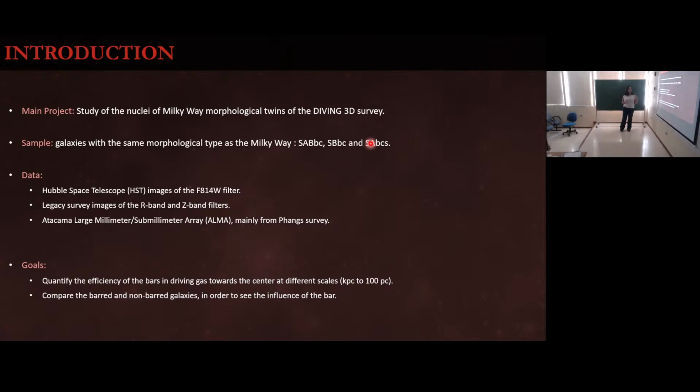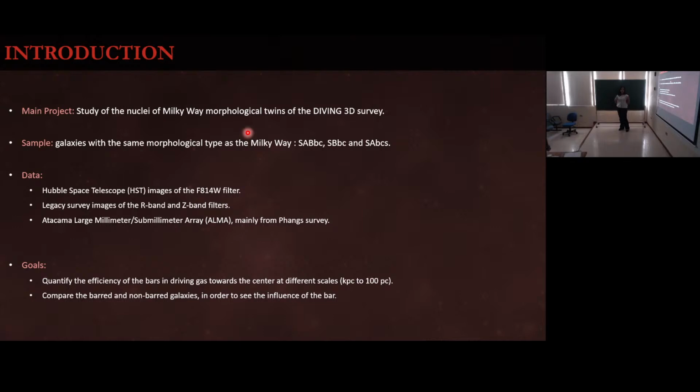One of the results of this main project is quite surprising: we found that most of the nuclei of Milky Way morphological twins are active. And we know that the Milky Way is considered not to be active. So this is quite surprising. And they are not that active either. They are LINERs, low ionization nuclear emission-line regions. Another thing that we found is, as I said, the abundance of structures in the nuclear region.